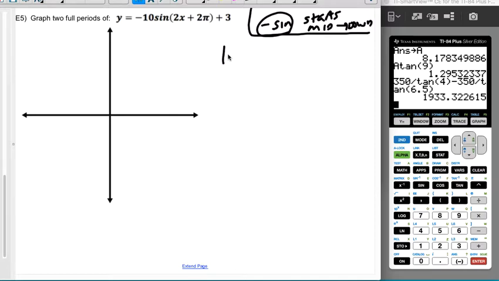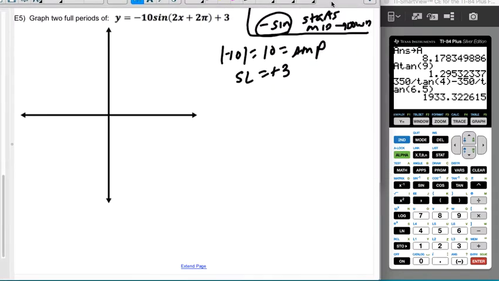I see that the absolute value of negative 10 is 10, which is my wave height, right? That's my amplitude. I see that my sea level is a positive 3. So I'm going to have to make a lot of hash marks here because I'm going to have to go as high as a 13, right? So 1, 2, 3, that's my sea level. But I still have to be able to go up 10 more units, right? So 1, 2, 3, 4, 5, 6, 7, 8, 9, 10.